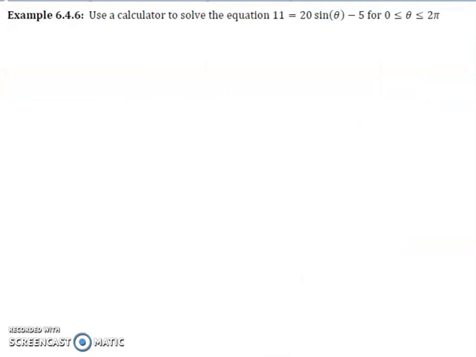Go ahead and take a moment to pause the video and try example 646 on your own. So my first step is to go ahead and add 5 to both sides of my equation. So on the left I have 16 equals 20 times the sine of theta. I want to isolate my sine, so I divide by 20 on both sides, and that leaves me with 4/5 is equal to my sine of theta.